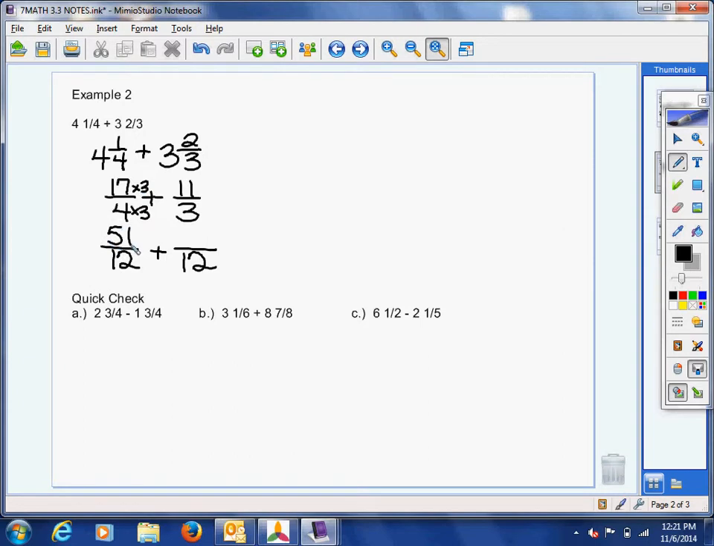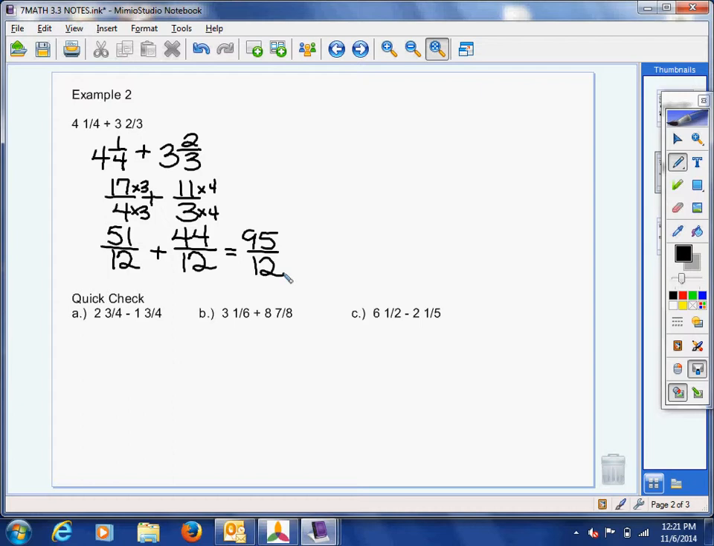Do the same thing here. We'll do 3 times 4 is 12. 11 times 4 is 44. So you do 51 plus 44. Yep. And that would be 95. 95 over 12. Oh, yeah. And then how many 12s are in 95 without going over?